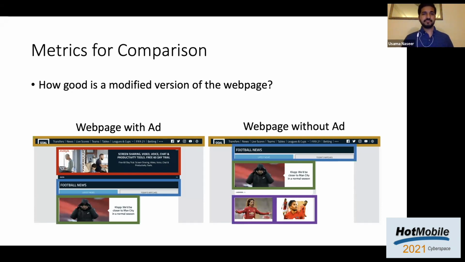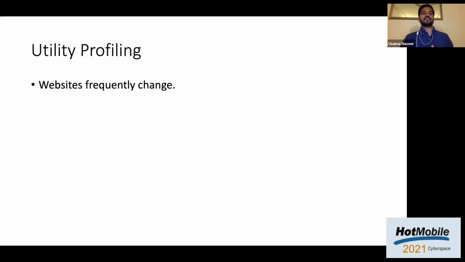A third thing that we are working on resonates with what Theo was talking about in the last talk: we want some efficient ways of profiling utility. Websites frequently change, and if the website code changes, then we need to regenerate our utility profiles. It's a very time-consuming process because, as I just mentioned, it works as a brute force and does cuts one by one in an iterative manner.